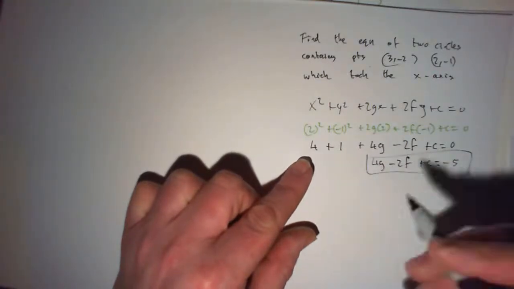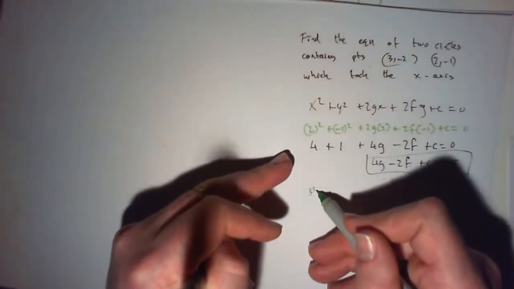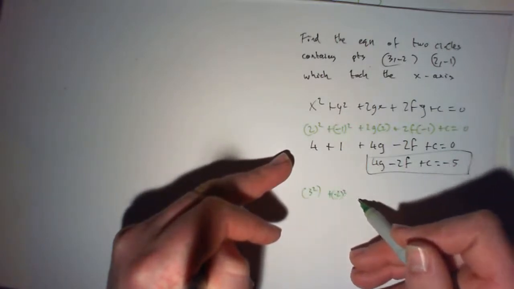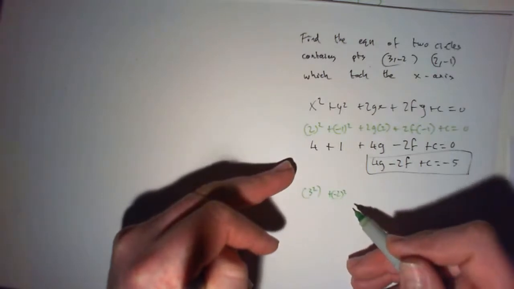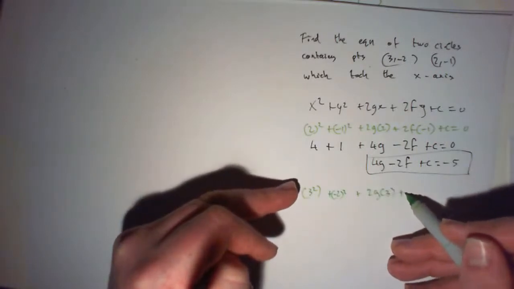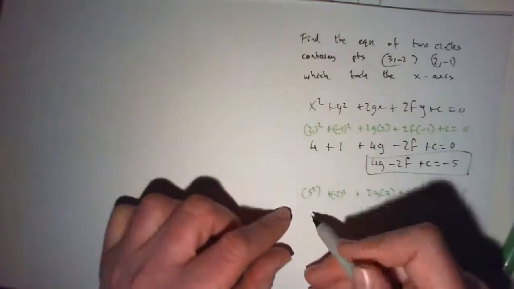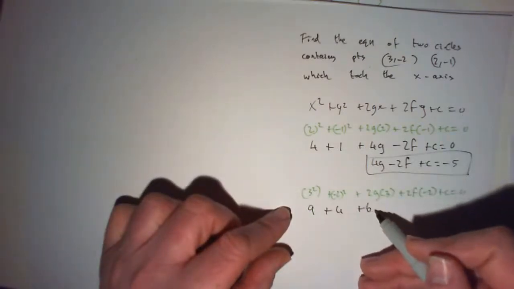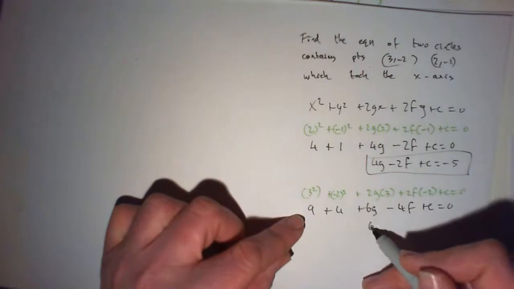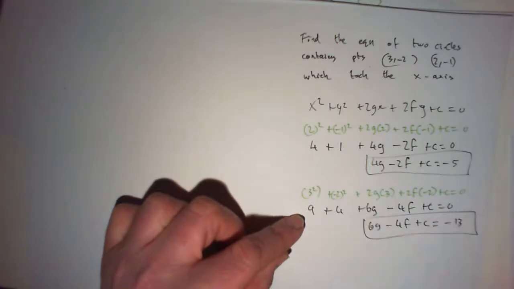Okay, let's try it with the 3 and minus 2. Same thing again. If I put the 3 in, that's 3 squared plus, sorry, minus 2 squared. I just didn't check that one. Plus 2g times 3 plus 2f times minus 2 plus c equal to 0. So I've got 9 plus 4 plus 6g minus 4f plus c equal to 0. That's 6g minus 4f plus c equal to minus 13. There's a second formula.